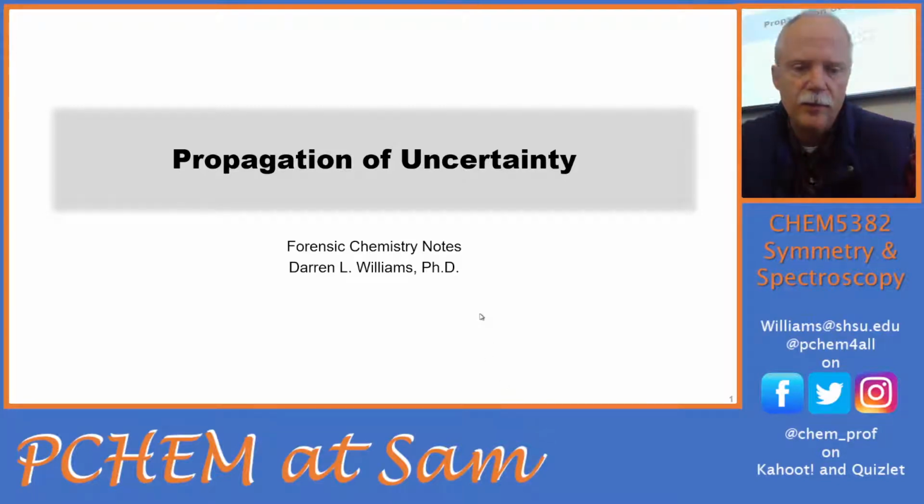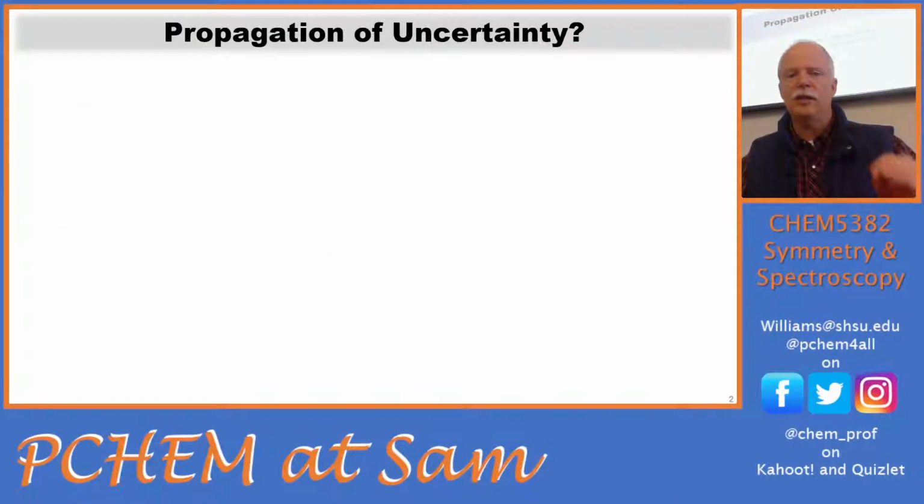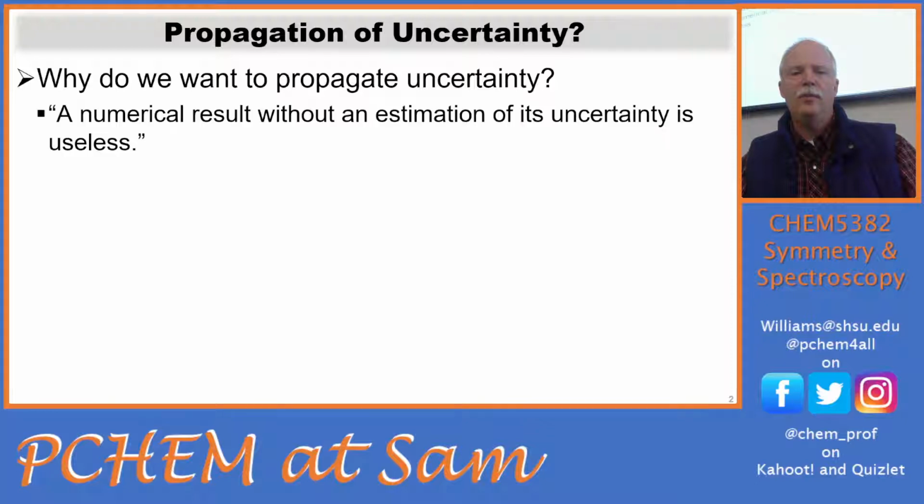Okay, so this, once again, would just talk about how we go from our measured values to our derived values and follow that uncertainty through. So we want to propagate uncertainty because a numerical result without an estimation of its uncertainty is useless. If I just give you a number and I don't tell you how certain I am about it, in science, that's not very helpful. I don't know if it's just a guess or actually a really good value.